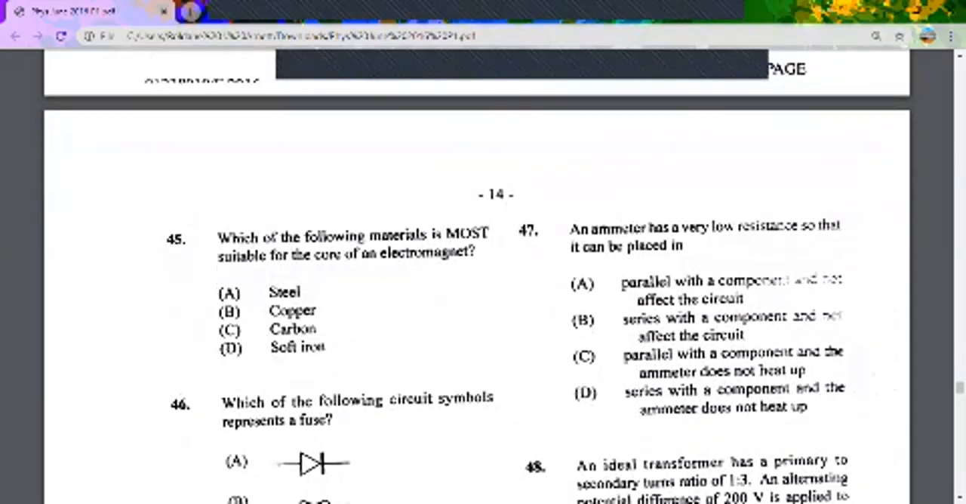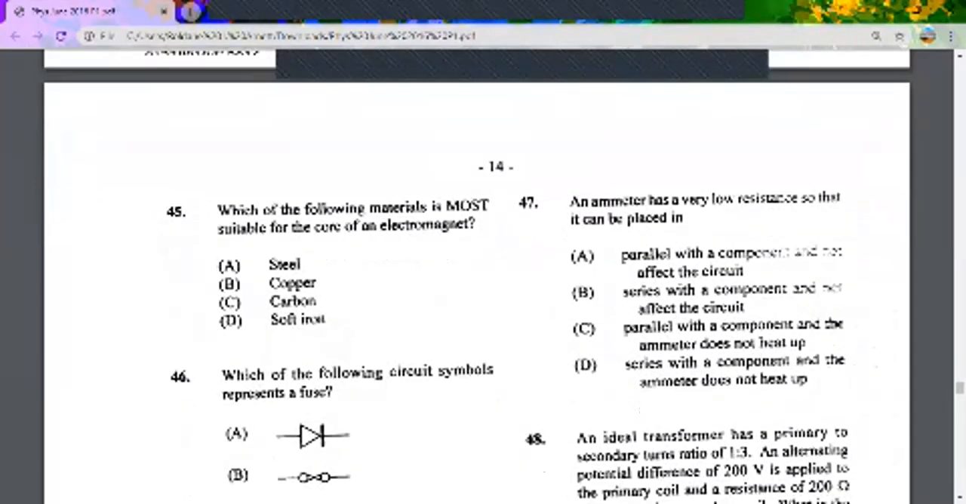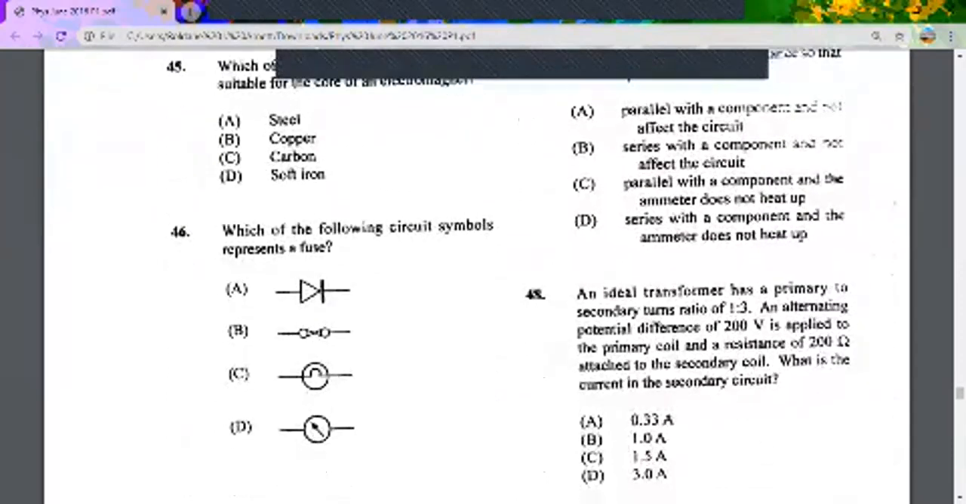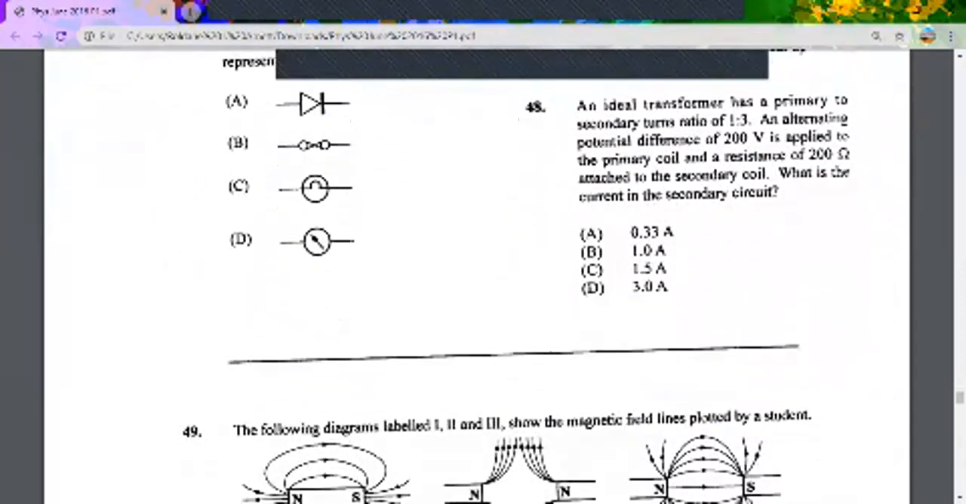An ammeter has very low resistance so that it can be placed in series. Ammeters are placed in series. It will not affect the circuit because of their low resistance. So it would be B. An ideal transformer has a primary to secondary turns ratio. This is getting mathematical.